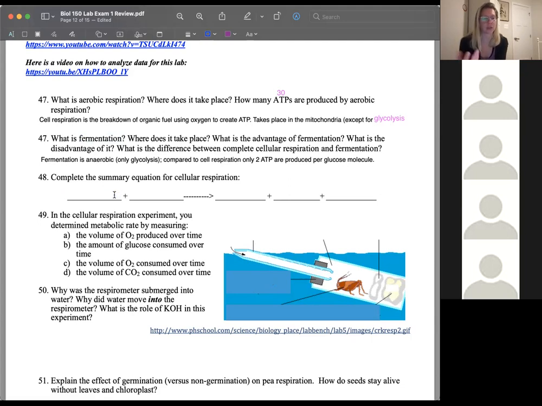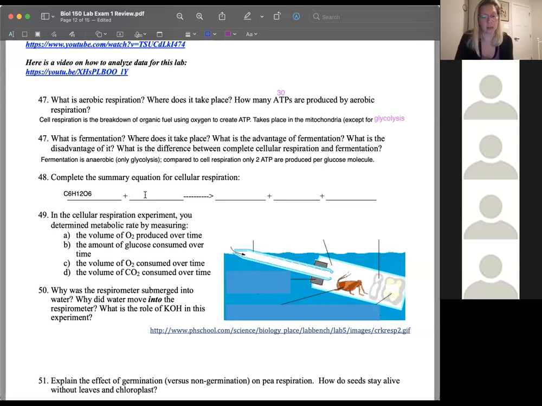So what's the chemical formula for glucose? We know we need glucose for this, right? Perfect, thank you very much. C6H12O6, that's our glucose molecule.